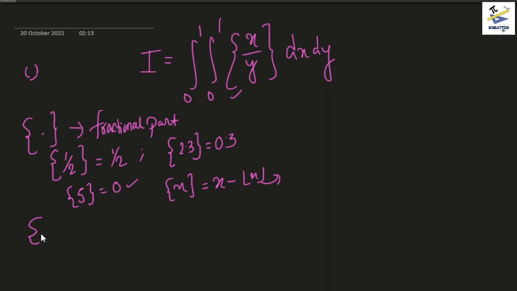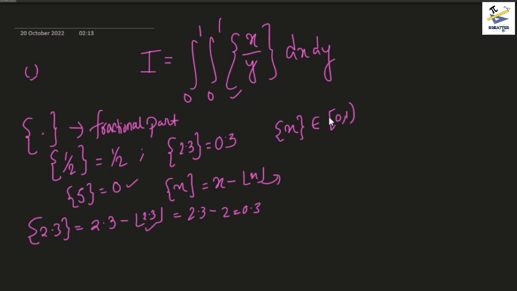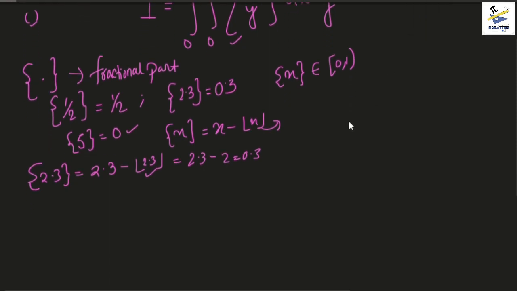So for example 2.3, it is equal to 2.3 minus box of 2.3, and as we know the box of 2.3 is just 2, so it becomes 2.3 minus 2, which is 0.3. So it gives you the fractional part, and it is always positive. What we do know is the fractional part belongs in the interval 0 to 1. The fractional part can never be 1, so it can only be less than 1, but it can be 0. So this is basically the idea behind the fractional part.